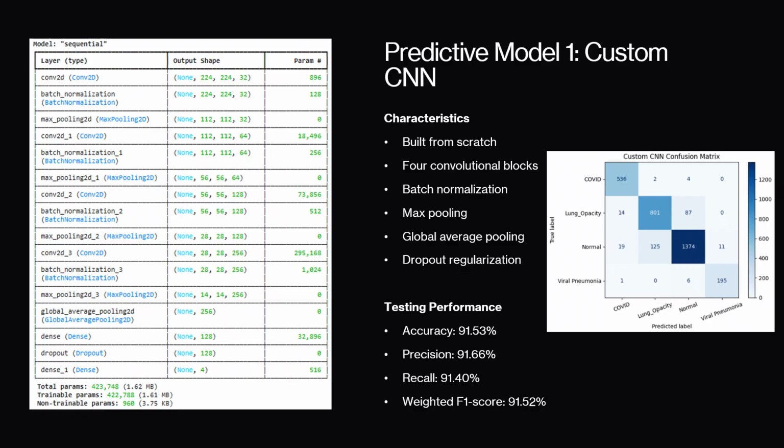After training, the custom CNN produced the strongest predictive performance out of the 3 models. Testing accuracy reached 91.53%, while precision, recall, and weighted F1 score all exceeded 91%. These results indicate that the model generalized well to previously unseen chest X-ray images rather than memorizing the training data. Overall, the custom CNN demonstrated that a model specifically designed for this dataset could outperform more complex transfer learning architectures and ultimately become the champion model for the project.